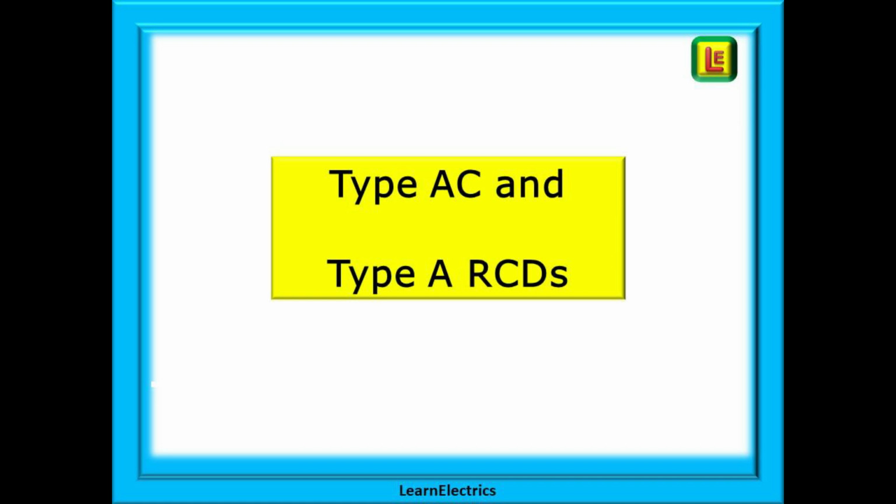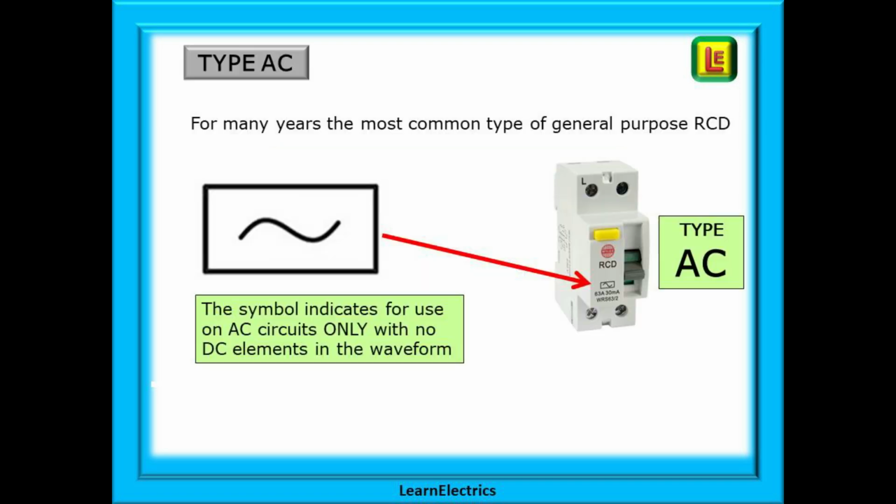If we can understand types AC and A RCDs, then we can easily transfer this knowledge to other types. Looking at the Type AC first, this was, for many years, the most common type of RCD. The sine wave symbol on the front indicates that they are only for use on AC circuits that have no DC elements in the waveform, which for many years was in fact the case.